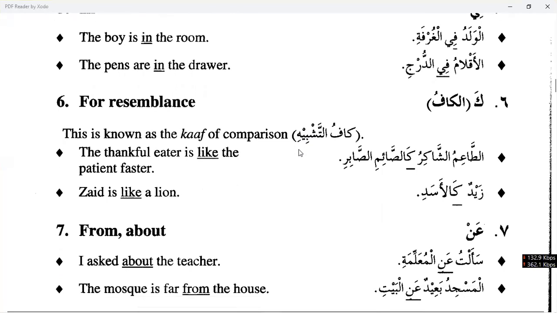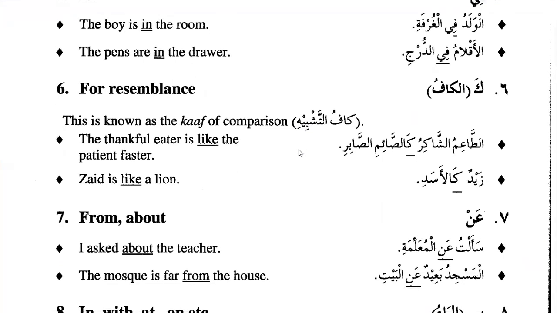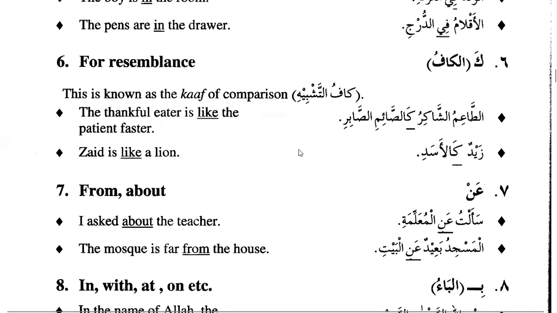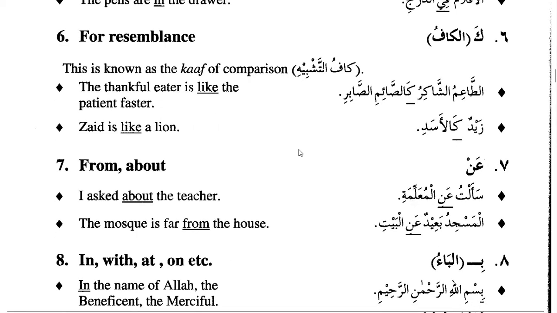Yes, sir. Number six, kaf, for resemblance. This is known as kaf of comparison, kaf at-tashbih. The thankful eater is like the patient one. At-ta'imu shakirun, as-sa'imun sabir. Zaid is like a lion. Zaidun kal-asad.